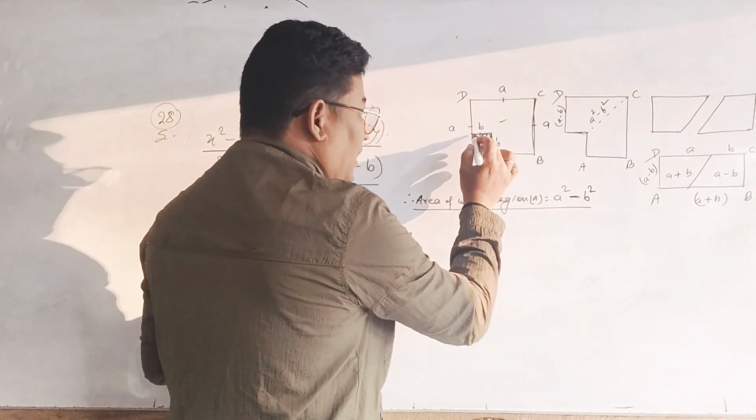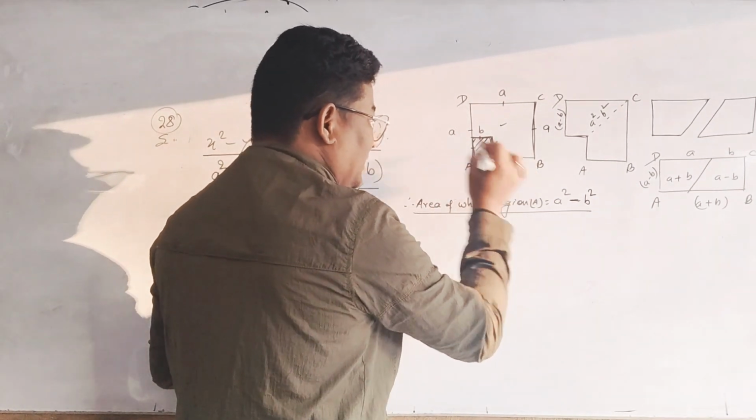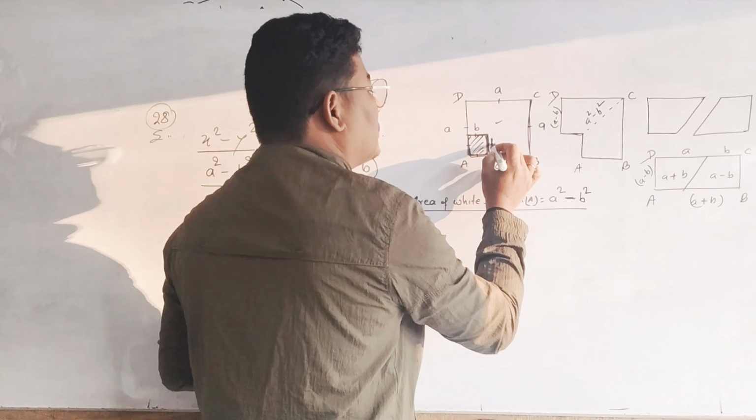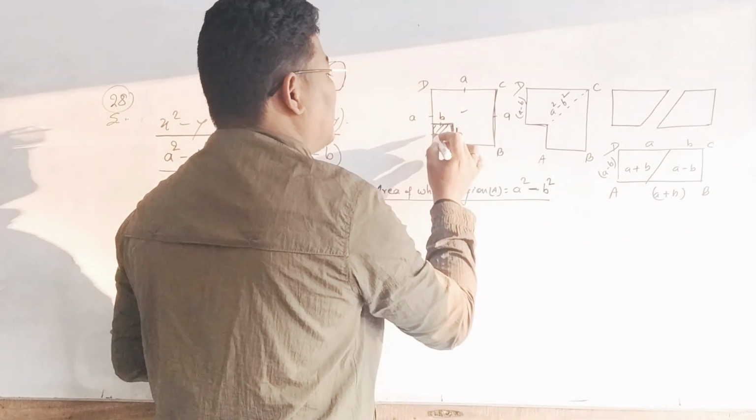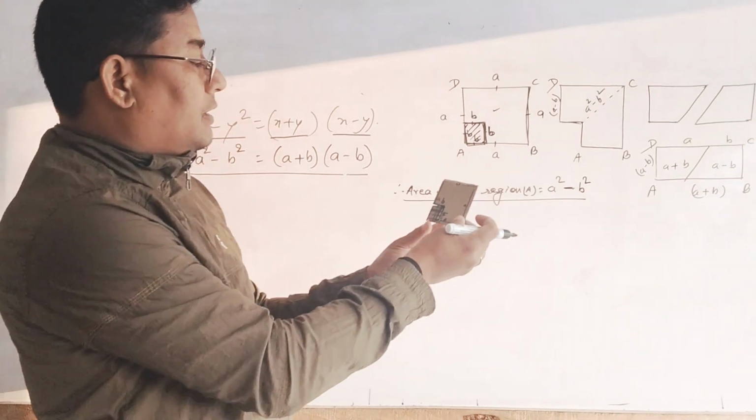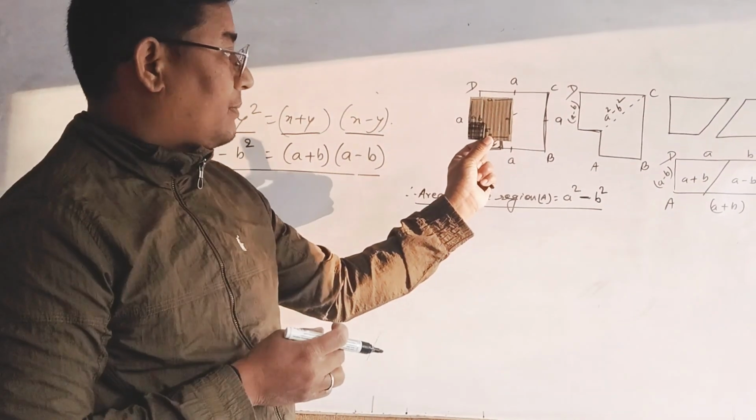One small square part is cut. Let its length be B. Because it is a square, all its sides become B. Same as this paper. Clear?